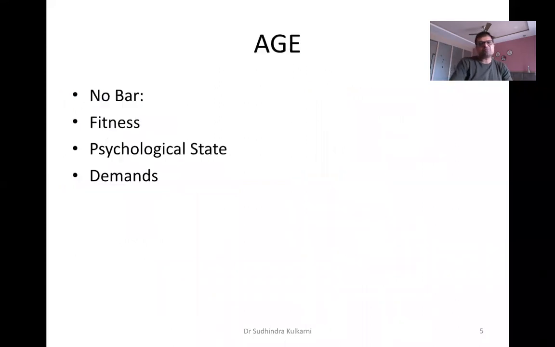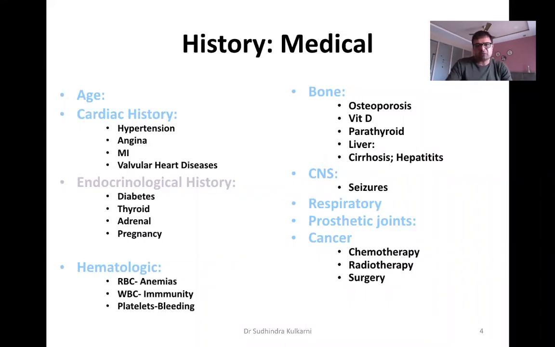The various medical conditions that we are looking at in our patients are these: age, cardiac history, endocrinological diseases, hematologic and bone diseases, central nervous system disorders, respiratory conditions, patients with prosthetic joints or any other kind of organ replacements, and patients who have cancer or a history of cancer. Let's look at age.